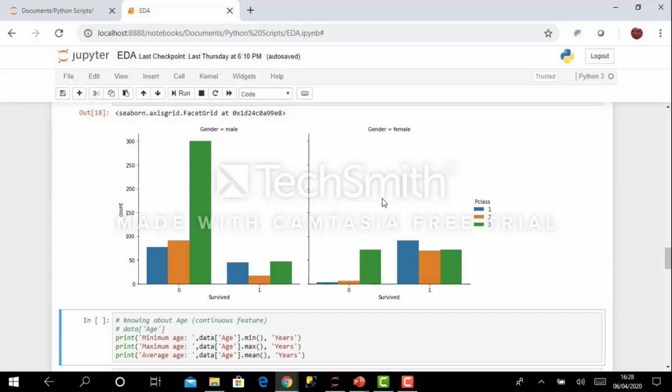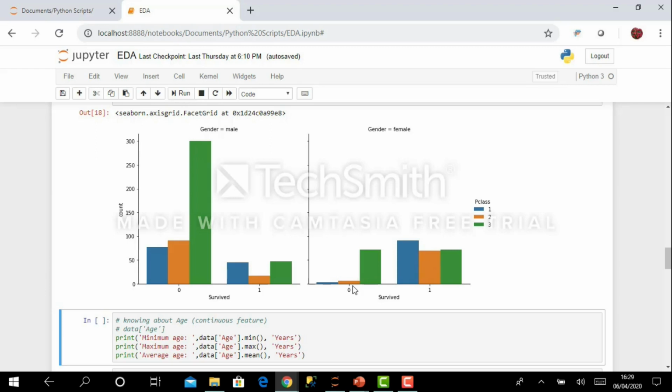Okay, now if we come to female passengers, then I can see that the survival for third class passengers is almost the same, meaning 50% of the female passengers in third class survived and 50% of them did not survive. And for first class passengers you can see that most of them survived. Here it is a very small bar, so most of them actually survived, and same for second class female passengers, most of them survived and very few of them did not survive.